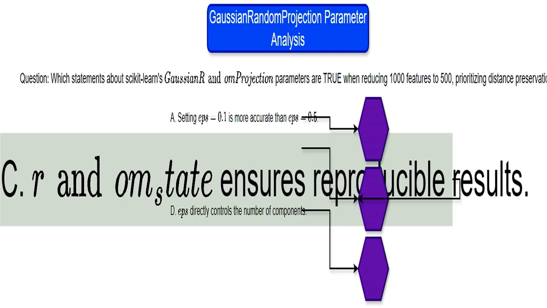Let's discuss "eps". A smaller "eps" value, like 0.1, means you're demanding greater accuracy in preserving the distances between your data points after the dimensionality reduction. A larger "eps", like 0.5, allows for more approximation and faster computation.